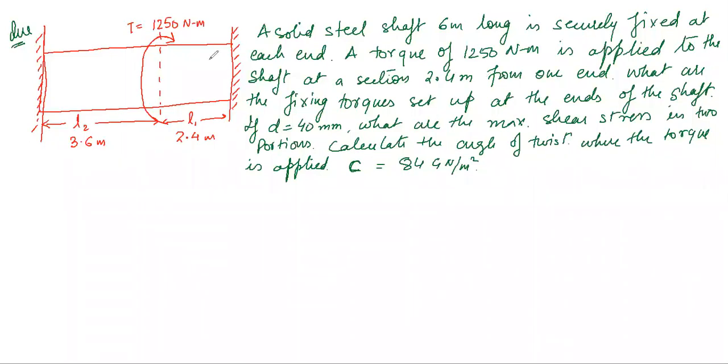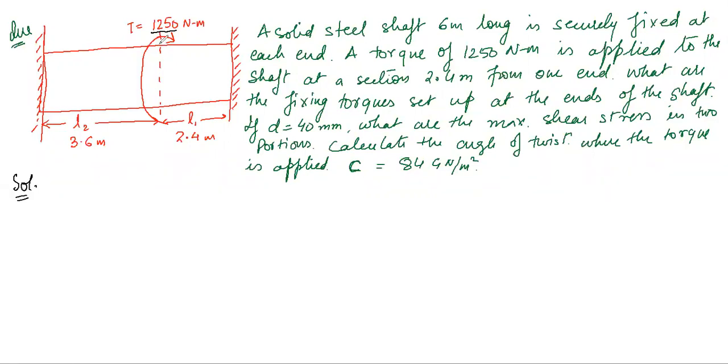So in this question, let's start with the solution. You can see that there is a torque acting at a section 2.4 meters from one end. Suppose we have taken the right-hand side, the value of torque T at 2.4 meters is 1250. Suppose this is a clockwise moment at this section of 2.4 meters.